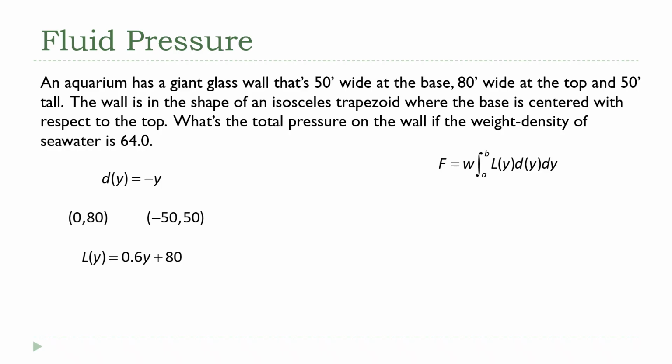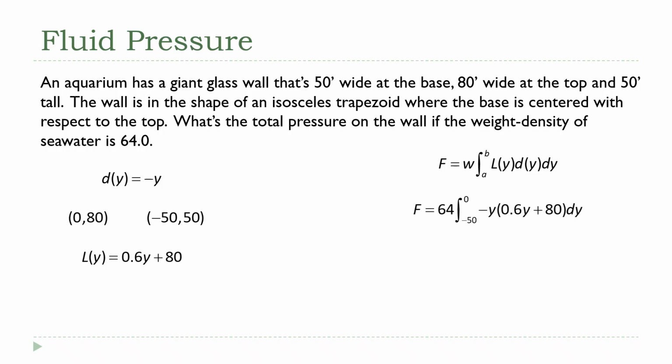So again, you kind of test this out. When y is 0, this gives me a length of 80, and that is the width of the top. And if I put negative 50 in there for y, 0.6 times negative 50, that's negative 30, plus 80. Yeah, it's 50. Good. That's the width of the base. This is doing what we needed to do. So now it's just substituting into the formula.